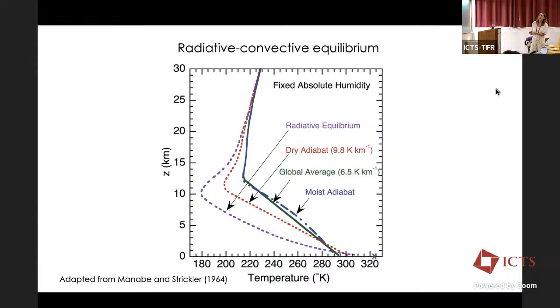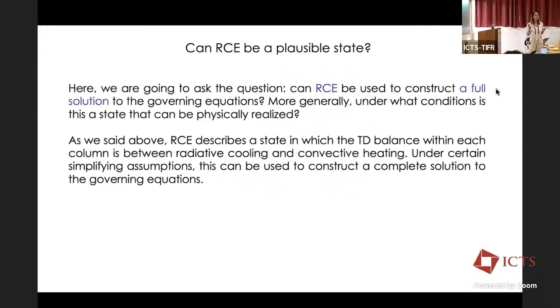You get values that are much closer to the observations, both in terms of the surface temperature, the lapse rate, and the height and the temperature of the tropopause. So then the question is, can this RCE be a plausible state? In fact, RCE is often used as a theoretical paradigm to understand many aspects of the tropical circulation. So can the state be achieved?